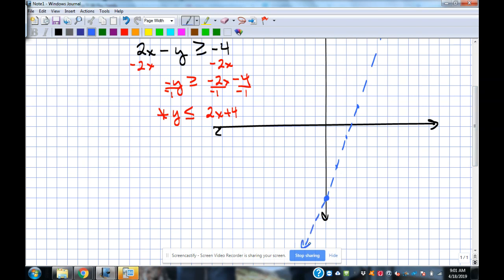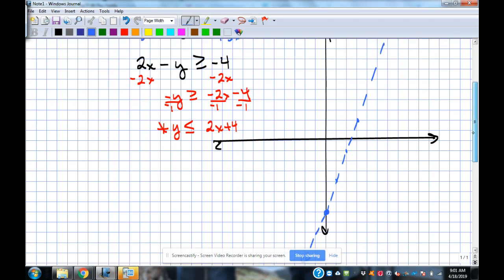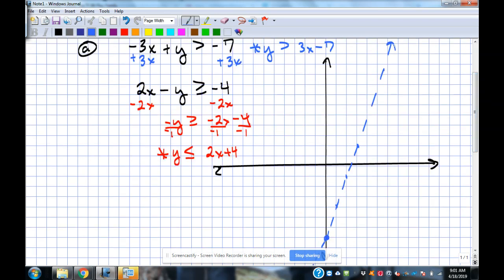I'm just going to extend that down a little bit. And then shading. How do we decide which direction to shade that? There's a couple of different ways. I'm a test point kind of person. That's the way I like to do it, is pick a point that's on one side of the line or the other and test it.